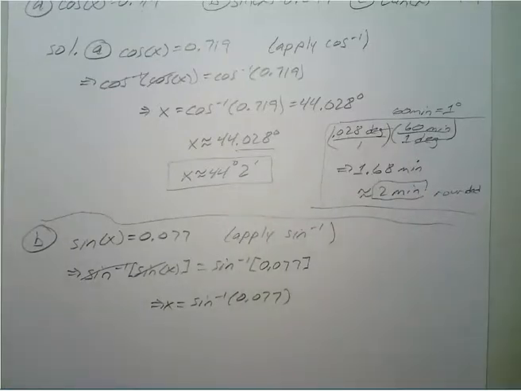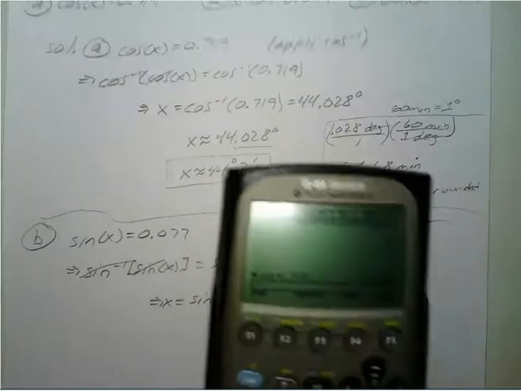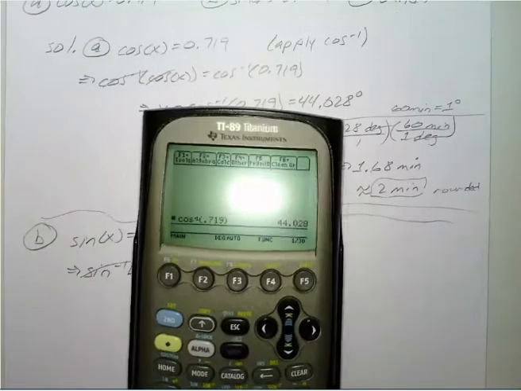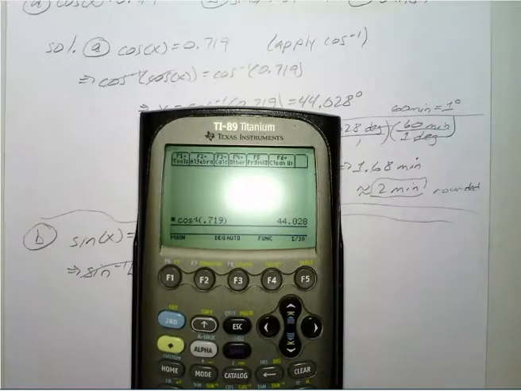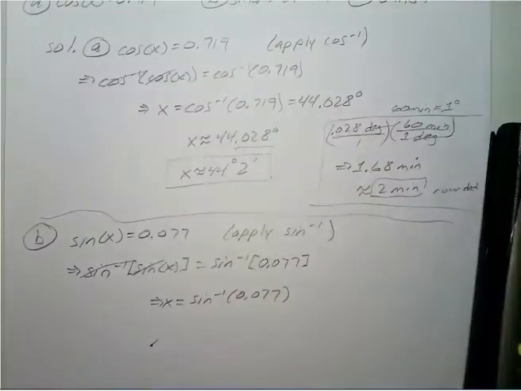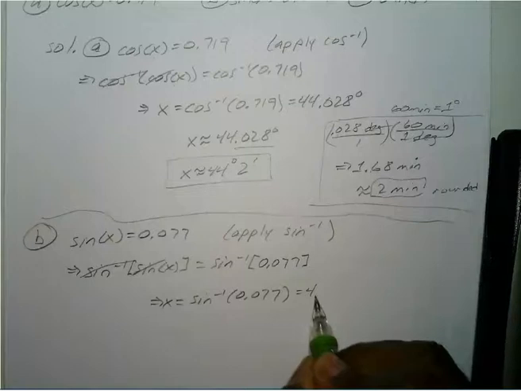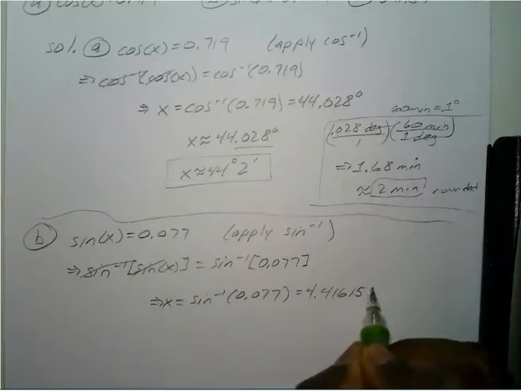So we plug that into our calculator. Okay, so sine inverse of 0.077. So that's 4.41615 degrees.